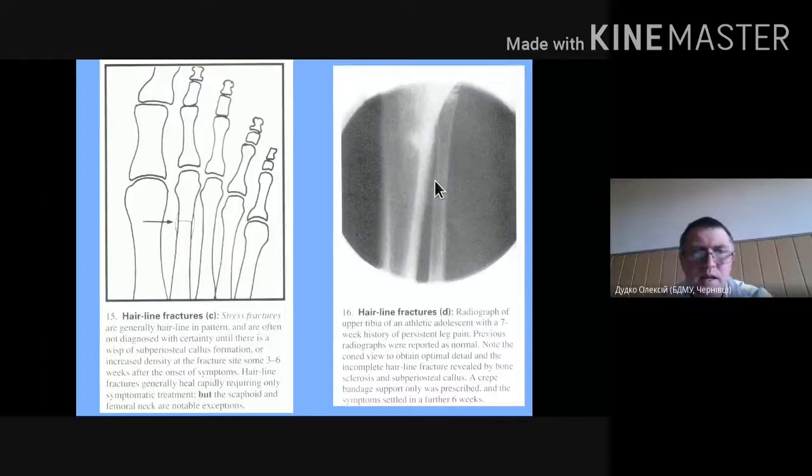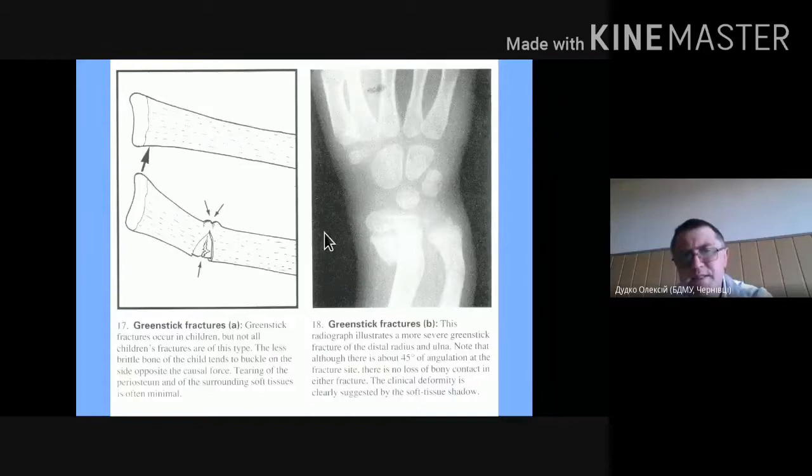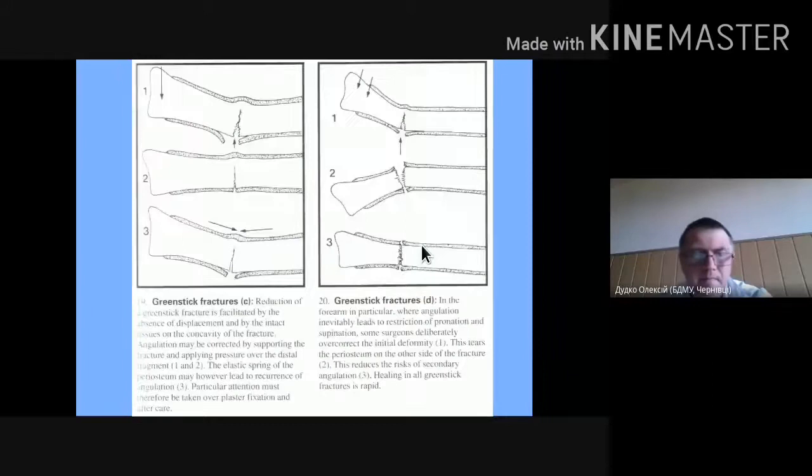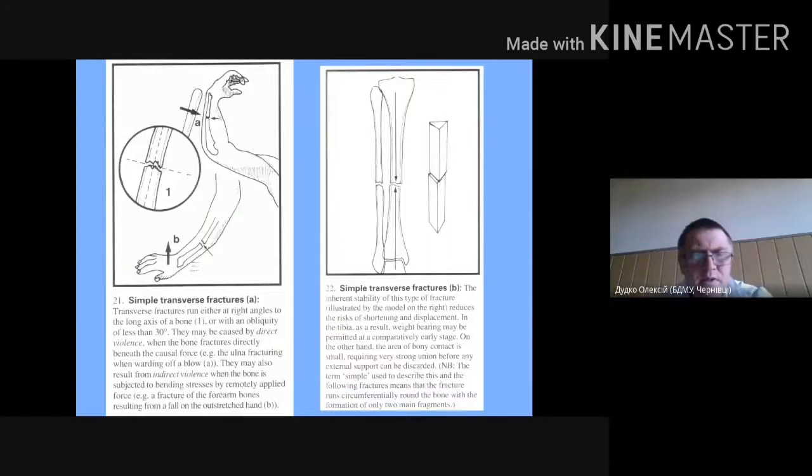Another fracture pattern is a greenstick fracture, when we have damage to one cortical layer and the other cortical layer is intact. We have various types of these greenstick fractures, but most of them are common for children. We don't have a significant shift. We have mostly angulation that we should correct and fix with some sort of bandage or surgery. We have a simple type of fracture when we have only two bone fragments.